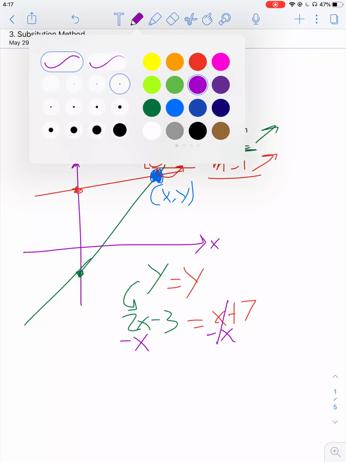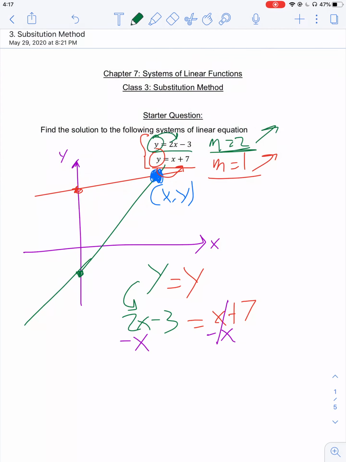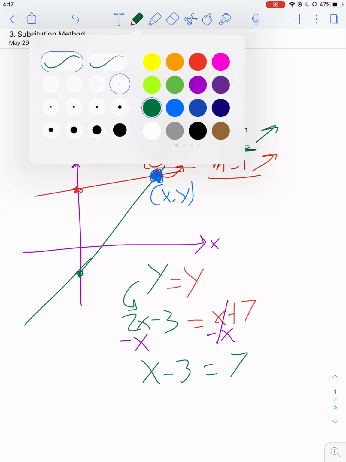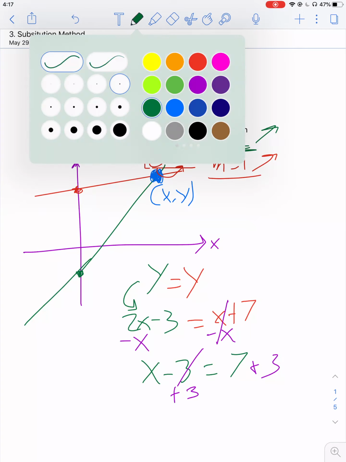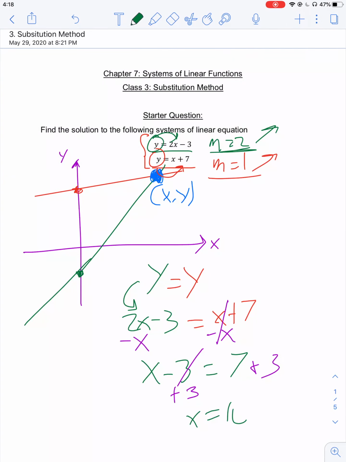And then that leaves me with x. 2x minus x is just x, so x minus 3 is equal to 7. And then let's get rid of this minus 3 by doing plus 3 on both sides. Okay, so this disappears, and then you have x is equal to 10. Just be very careful when you're subtracting, right? You always have to do the opposite.